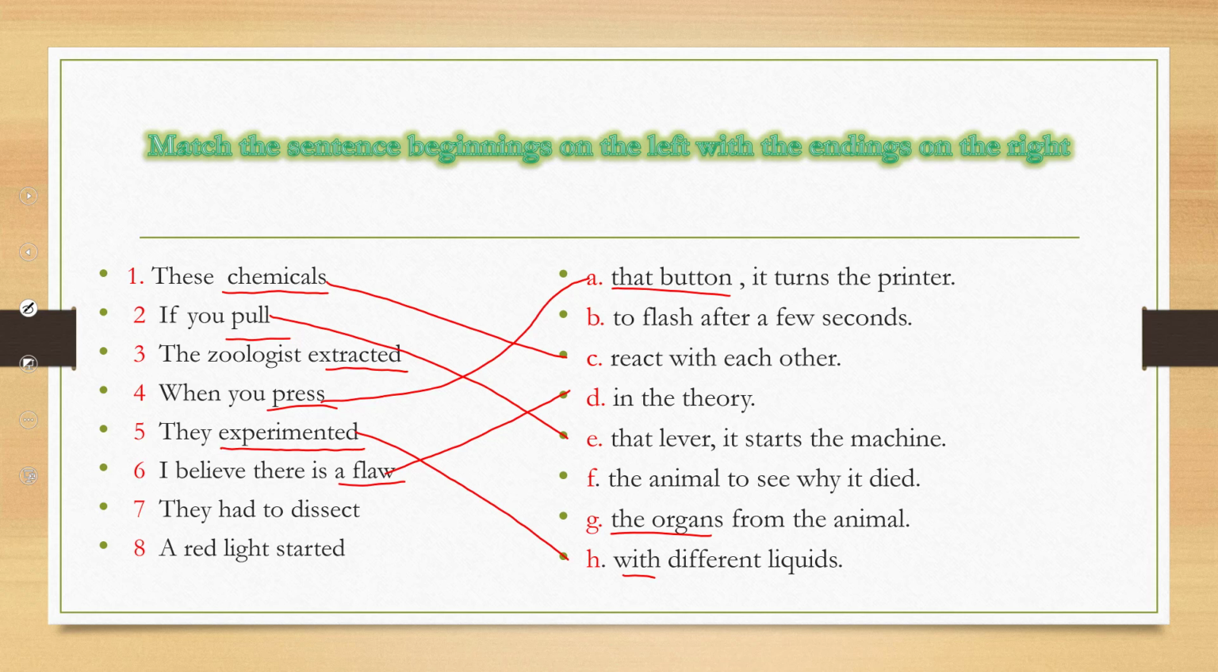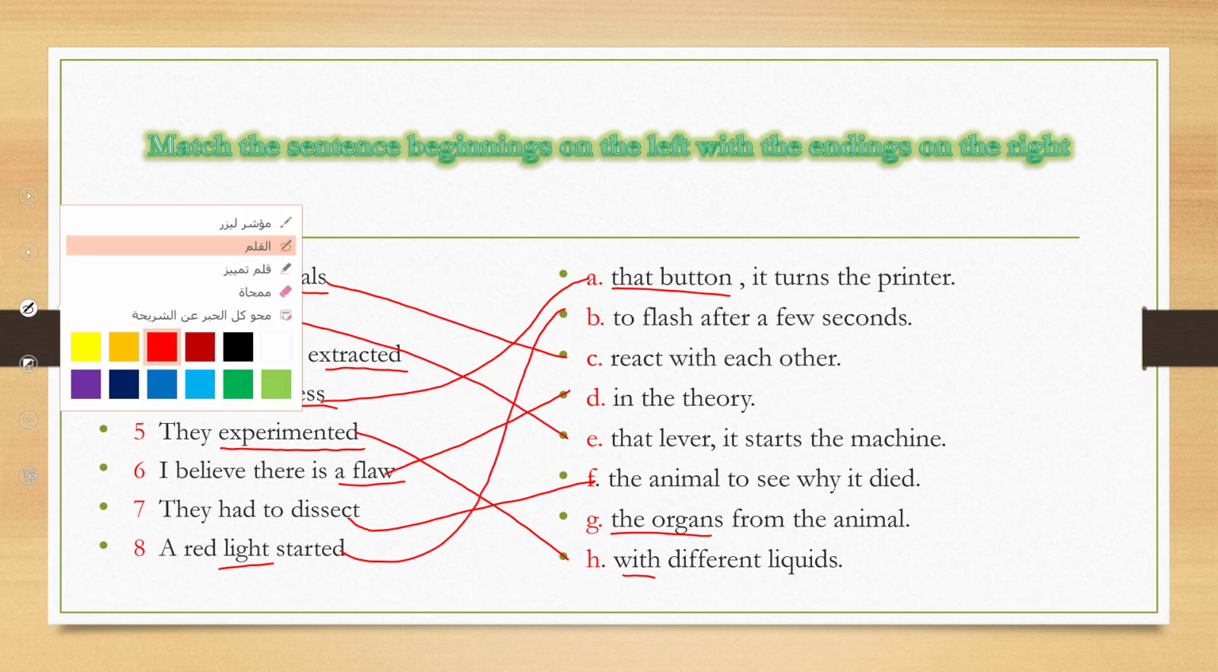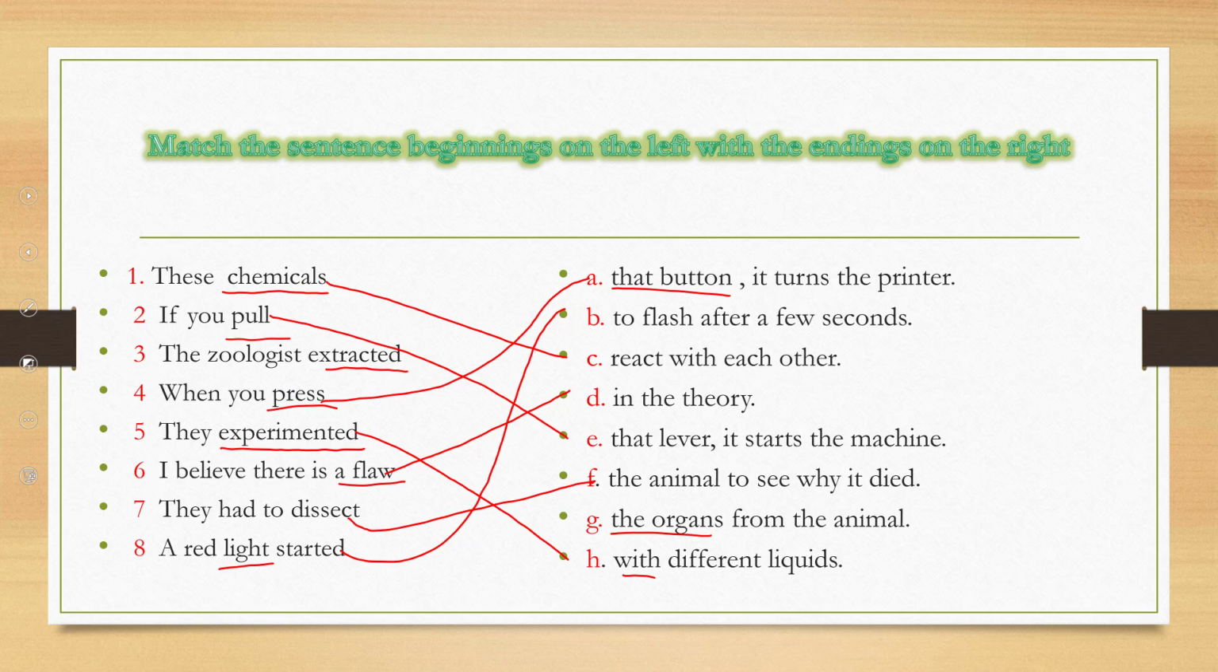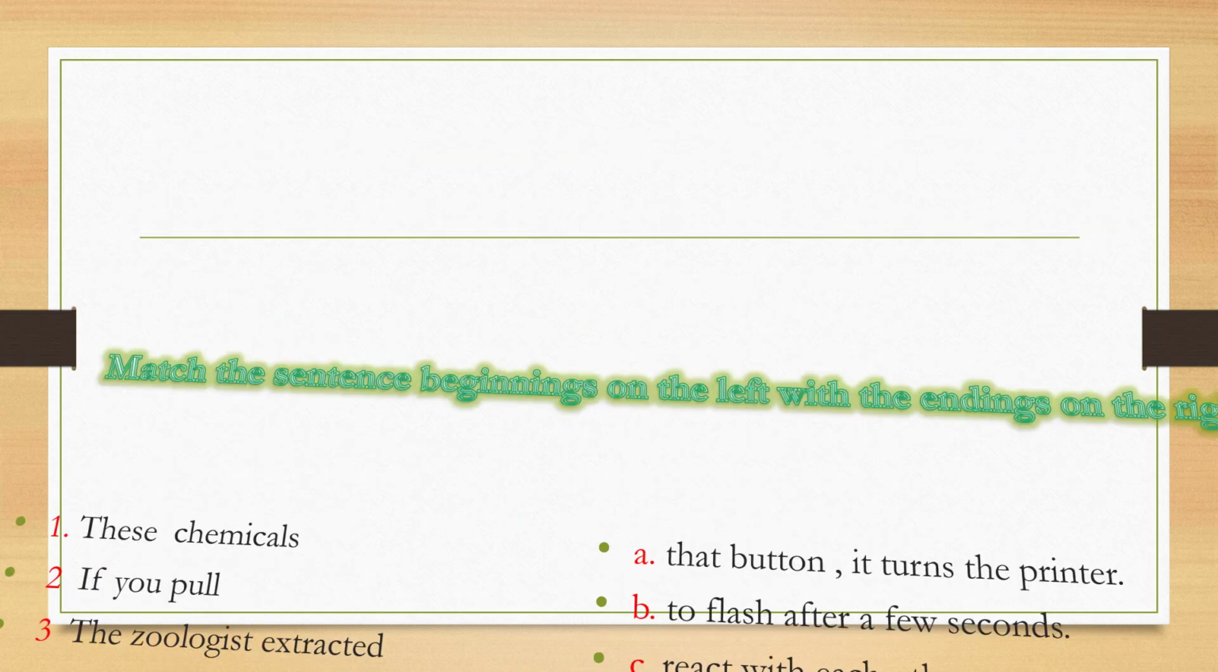Number seven, they had to dissect. Dissect, analyze. We said analyze the animal to see why it died. A red light. We said light flashing. A red light started to flash with letter B. Yes, this is the exercise.